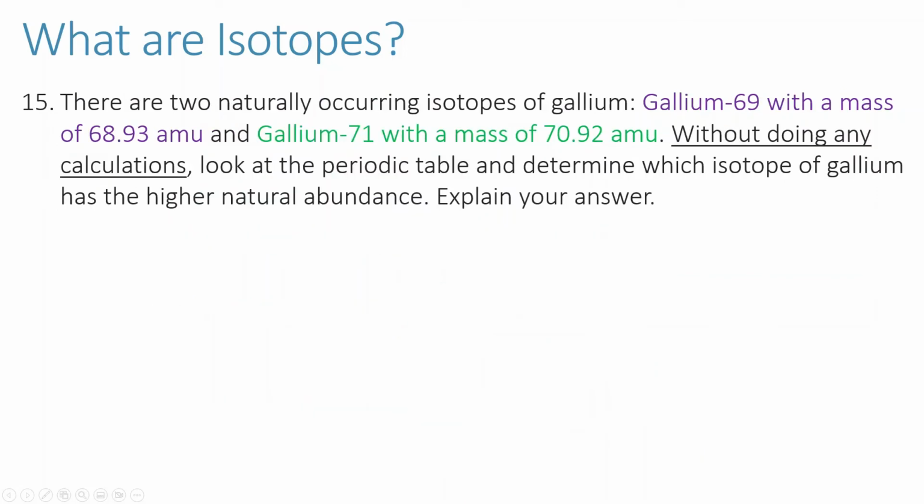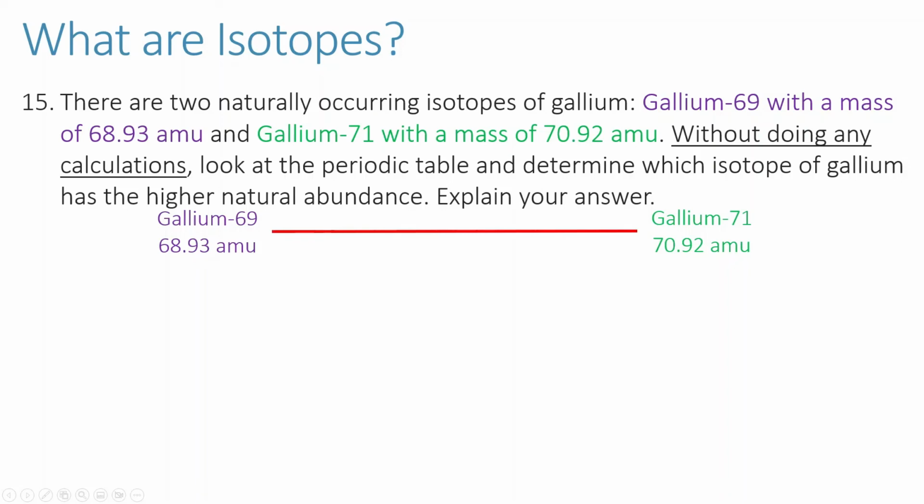There are 2 naturally occurring isotopes of gallium. Without doing any calculations, look at the periodic table and determine which isotope of gallium has a higher natural abundance. So if we look at the mass of gallium 69, it's 68.93, and gallium-71 is 70.92. So there's only 2 isotopes. If these isotopes were equally abundant, then the average would just be right in the middle of these 2 numbers on the number line.